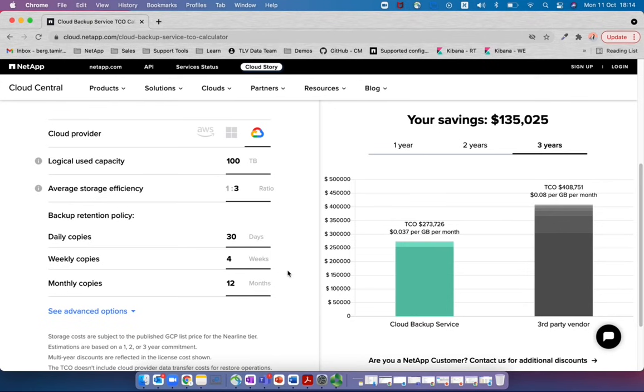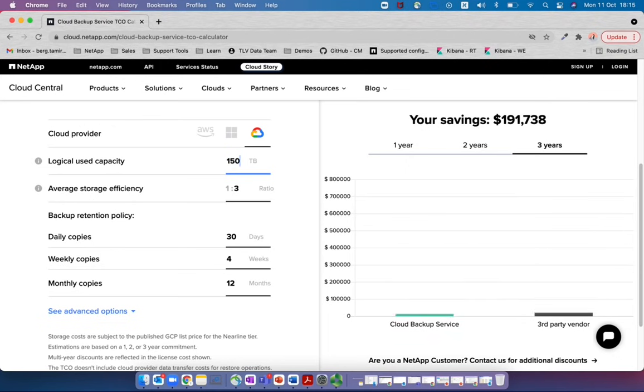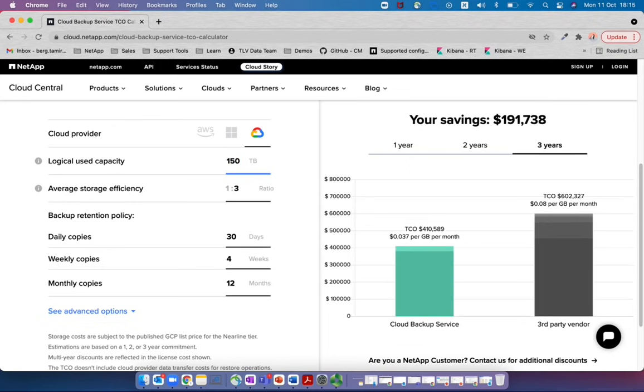Okay, so now we'll set the amount of data we would like to back up. Let's go with 150 terabytes of data. Now, on the left side tooltip, you can actually see that we're referring to the logical used capacity before efficiencies in terabytes. And that's because the second parameter is the efficiency ratio we have on the data in our current environment. Okay, so the efficiency ratio will also be calculated, and on the left side tooltip, you could actually see that for this example, let's say a 1-to-3 ratio, it actually translates into around 67% efficiency on the data.